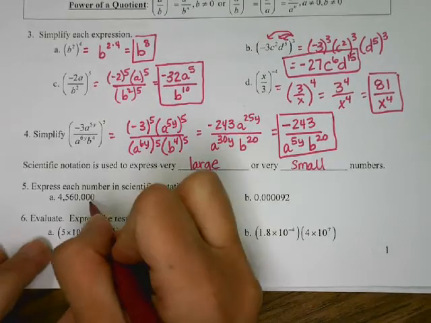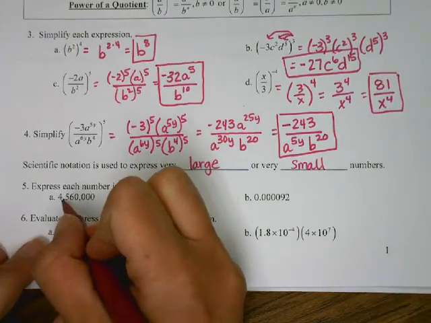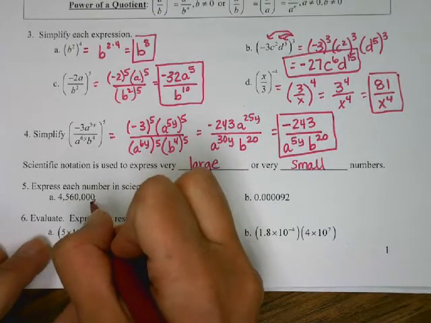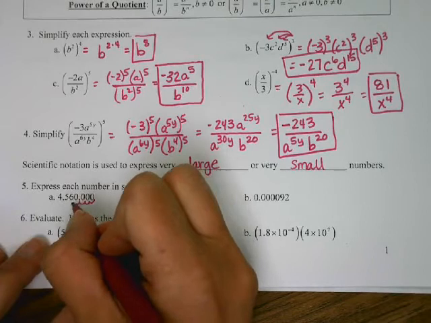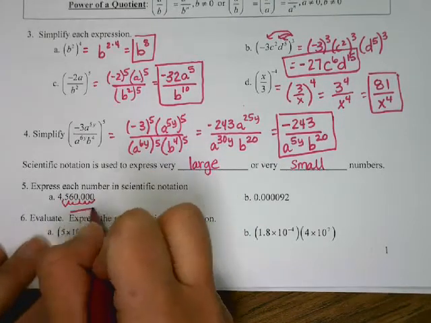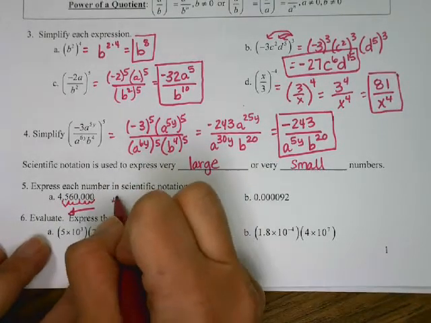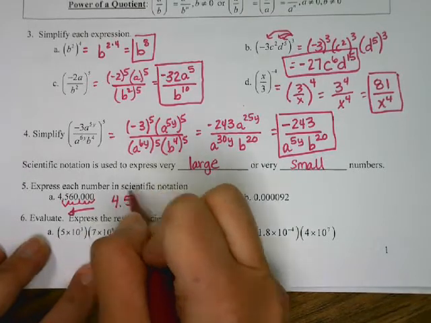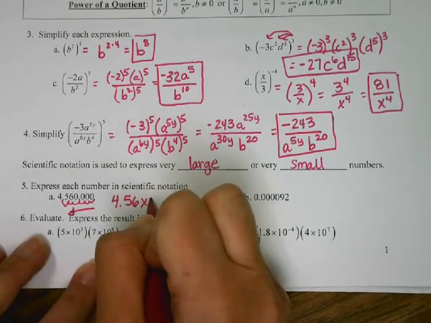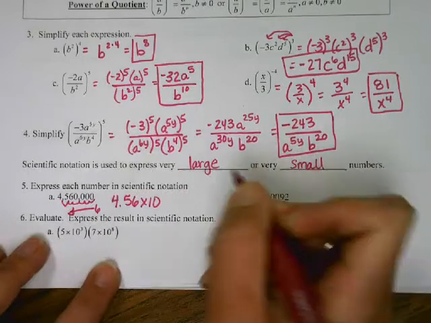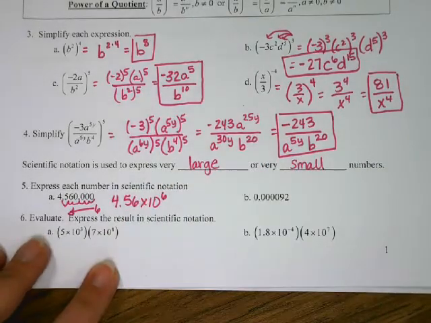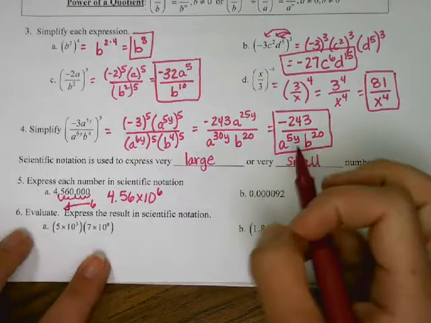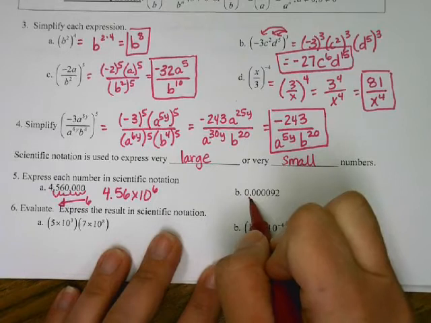So, I only want one digit in front of the decimal place, which means I'm going to move my decimal point 1, 2, 3, 4, 5, 6 places this way. And I'm going to write all the numbers that I have. So I have 4.56 times 10 to the, and I moved it this way 6 places, so it's times 10 to the 6. When you move it to the left, it's a positive exponent. When you move it to the right, you get a negative exponent.